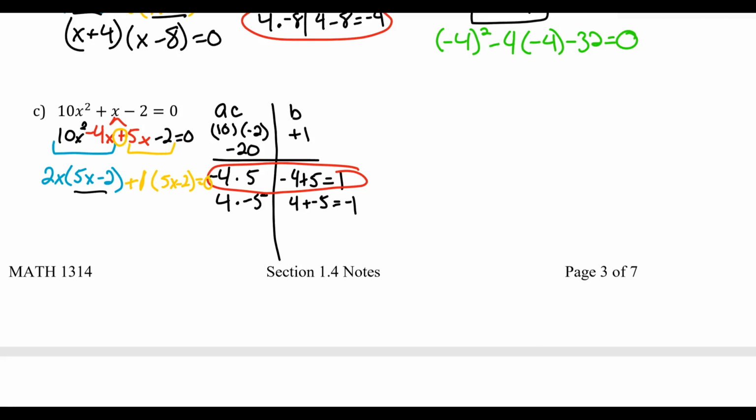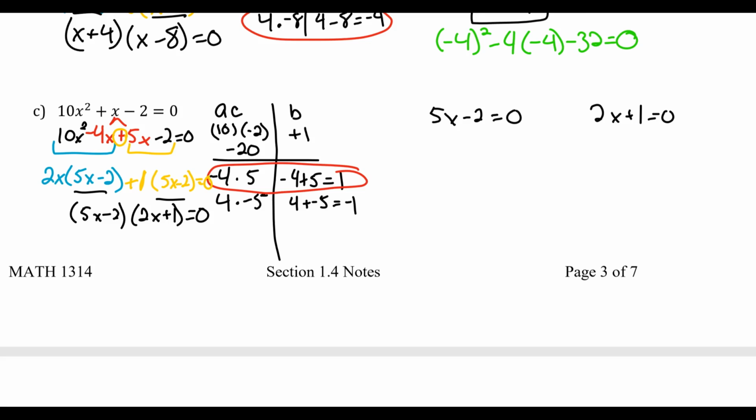Thankfully, my parentheses are the same, so I get 5x minus 2 times a 2x plus 1 equals 0. We have it factored. We don't have our final answers, but we do have it factored. So now then, remember to set each set of parentheses, 5x minus 2 equal to 0, and a 2x plus 1 equal to 0, and solve.